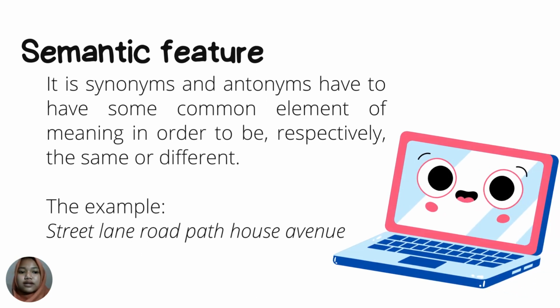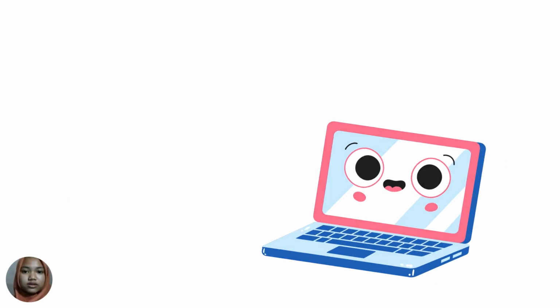Semantic features. It is synonyms and antonyms have to have some common element of meaning in order to be respectively the same or different. The example: street, lane, road, path, house, avenue. The common element of meaning is shared by all but one word: in street, lane, and road.